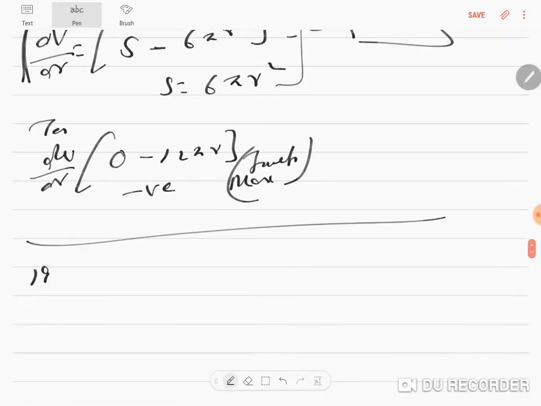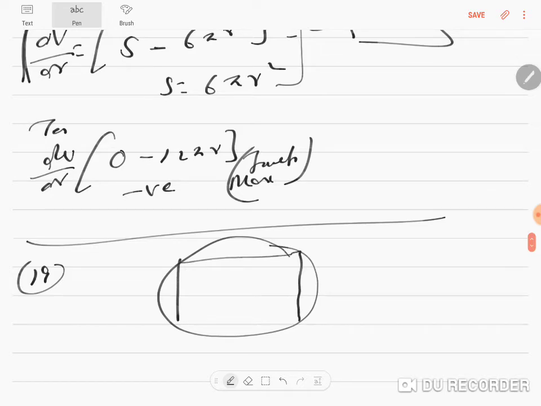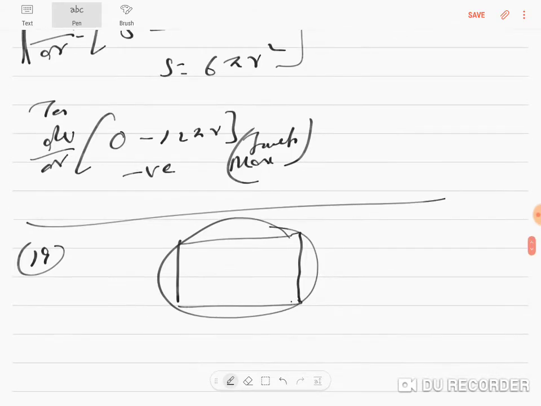Okay, 19th sum. Show that of all the rectangles that can be inscribed in a circle, the area of the rectangle is maximum only when the rectangle becomes a square. Take a circle and inscribe a rectangle. Please read the question using the textbook. The rectangle becomes a square, so that is to prove. As a circle is given to you, you are inscribing a rectangle in such a way that the area of the rectangle is maximum.